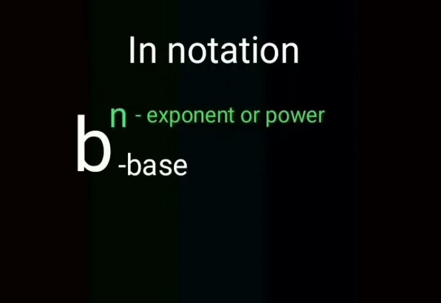In the notation, b is the base and the exponent or power is n. An exponent refers to the number of times a number is multiplied by itself. Base b is being multiplied, and exponent n is the number of times the base b is being multiplied by itself. Laws of exponents are exponential rules.